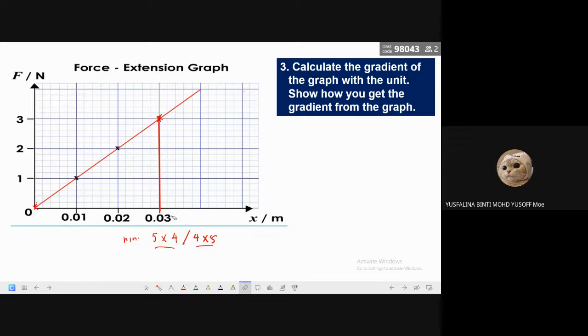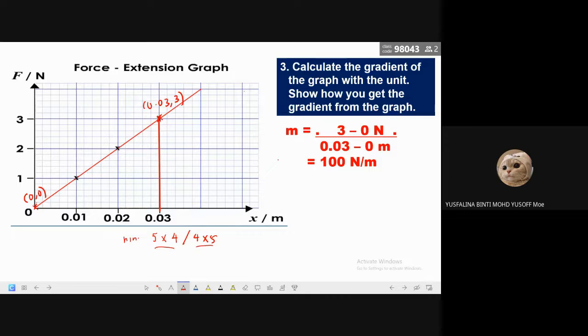So the next part, you already have your triangle now. What you have to do is read the coordinates here. For the coordinates, this one is 0, 0 and 0.03, 3. You have to label the coordinates in your graph. After you label the coordinates in the graph, then you can calculate.